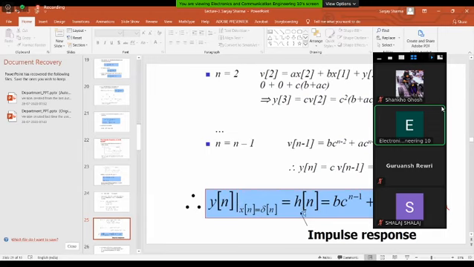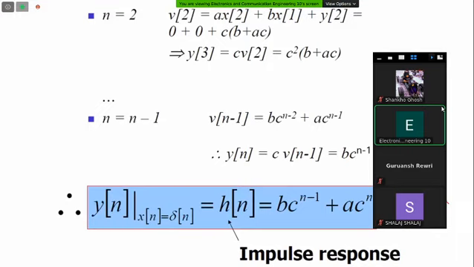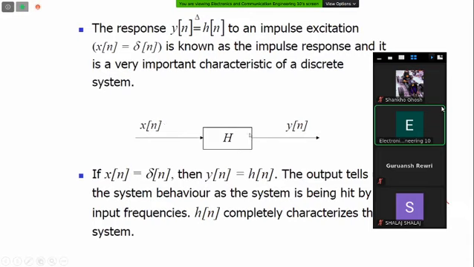So what is this h[n]? h[n] we call the impulse response of the system. What do you mean by impulse response of the system? To a system, when you apply an input which is a delta function, let me come to this slide. Let's say h is a system. We represent a system by h. h is the transfer function of the system. Now, for a system whose transfer function is some h, it has one input, which is x[n], and one output, which is y[n].